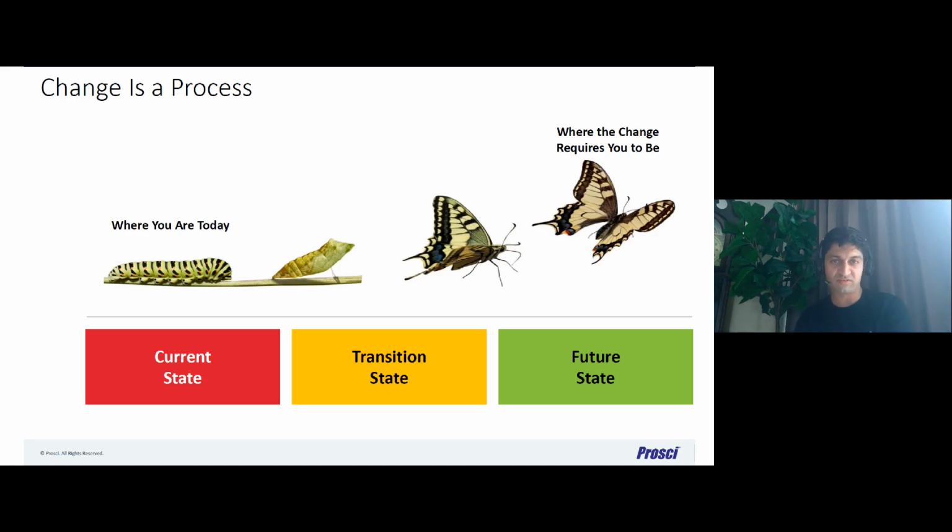This is pretty straightforward, right? We all know it's a journey. You're in your current state, there is going to be a transition, and your future state looks quite different, right? It really is a journey, and a process really. It's up to us to be the champions of coaching and helping our customers through this entire change as CSMs.